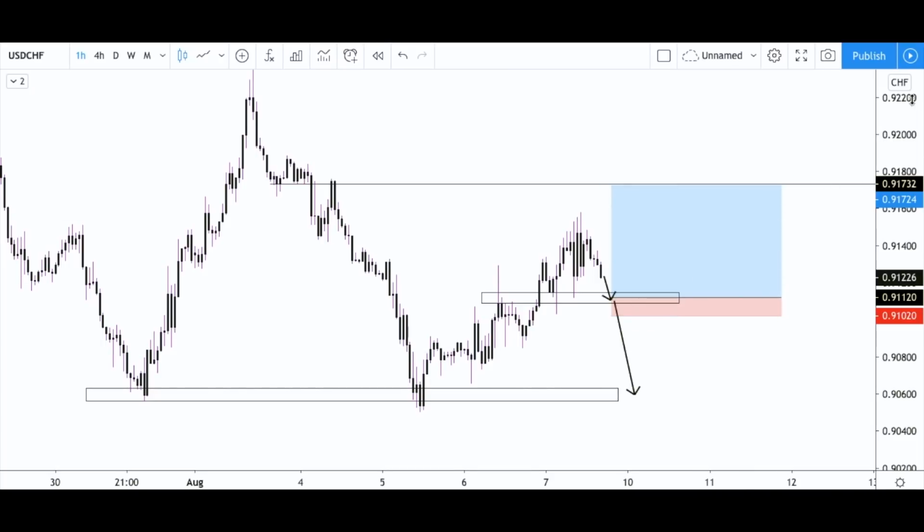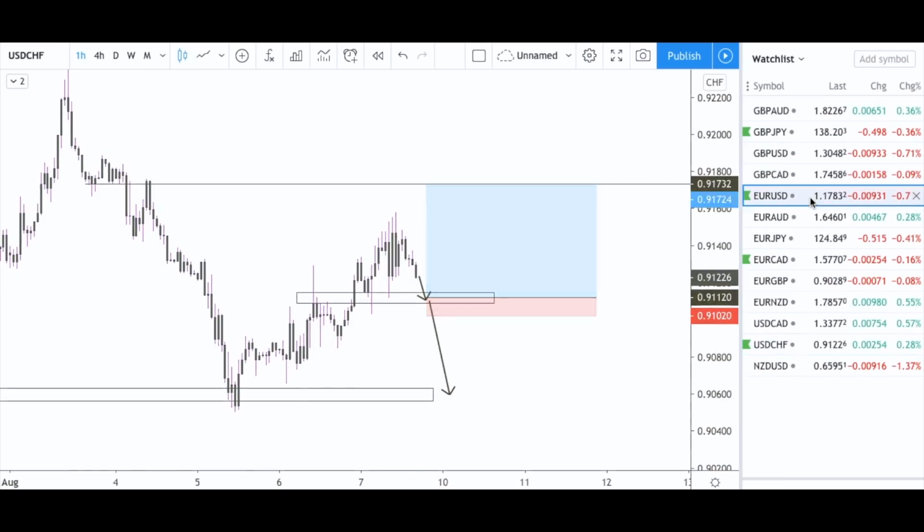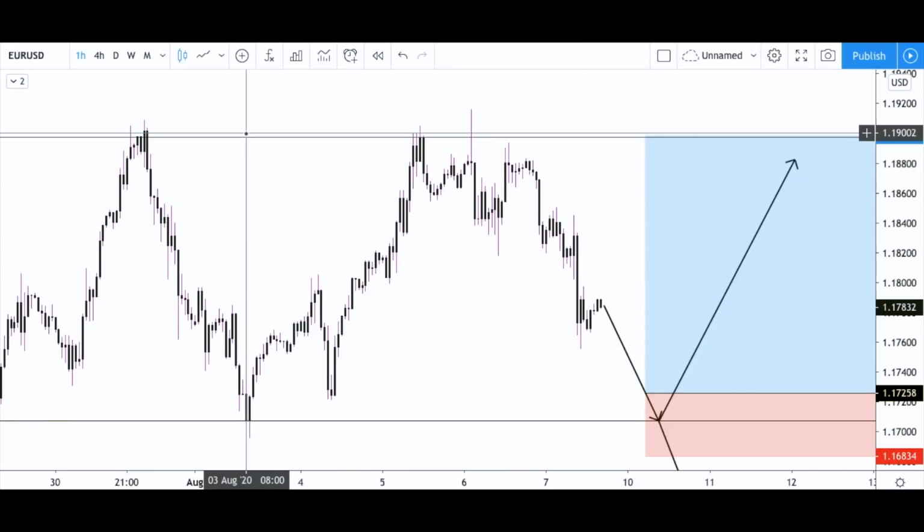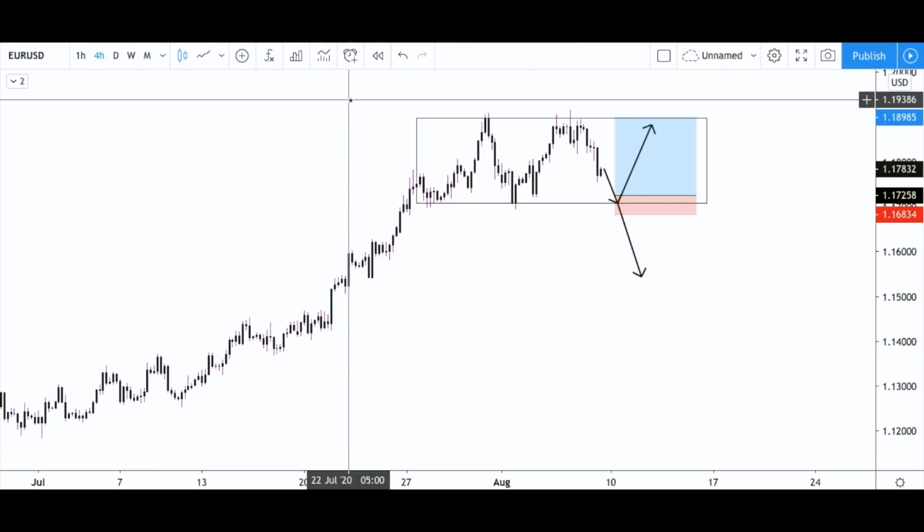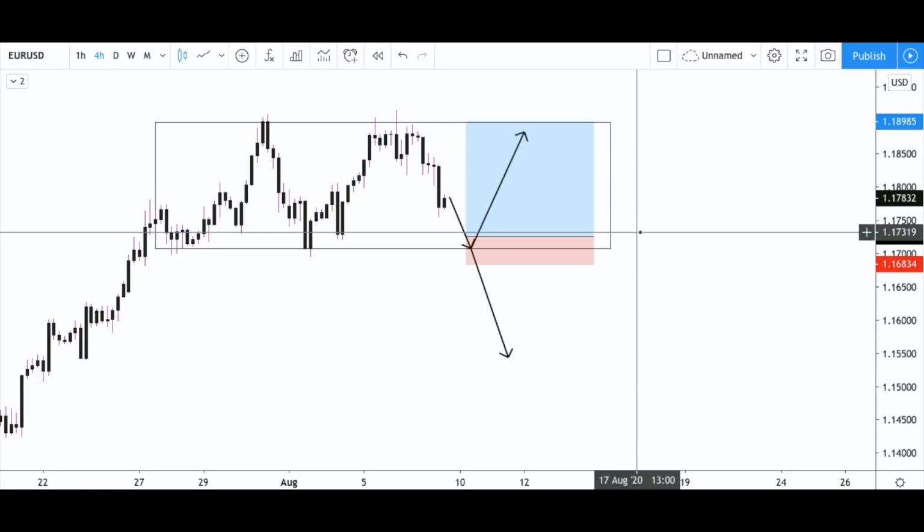So we have GBPJPY, we have EURUSD, EURCAD, and USDCHF. These are the 4 main setups I'll be looking for, and obviously I'll have other setups as well.